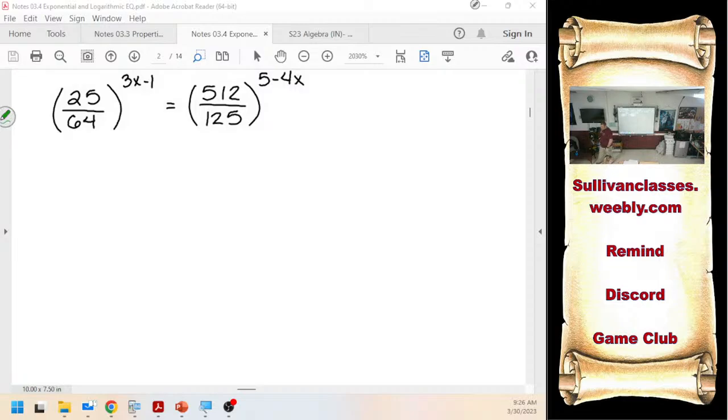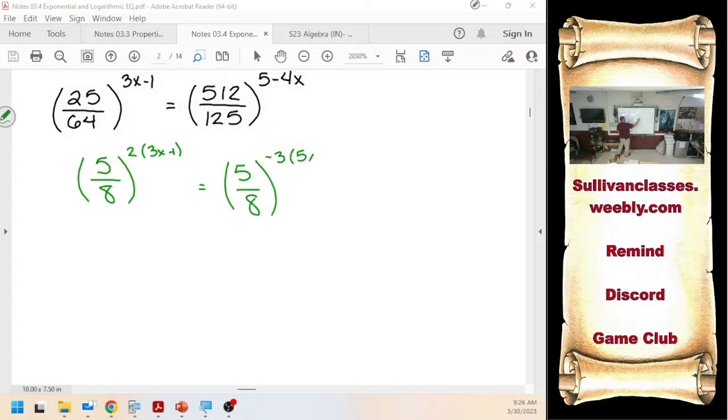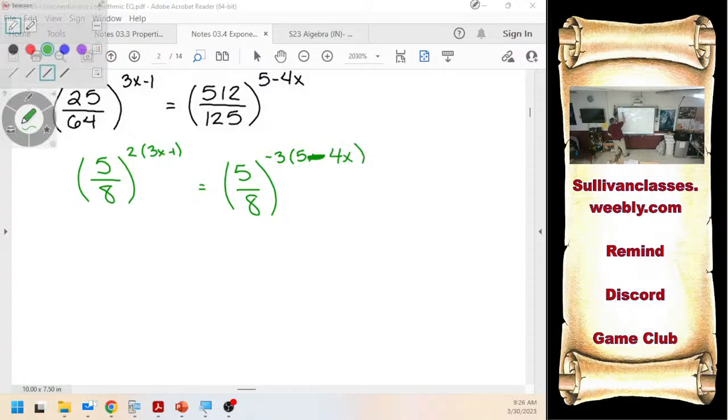What was the base? 5/8. So I call this 5/8 squared. I've got to write it as 5/8 again. They're cubed, and it was flipped, so -3. Okay. So, once you got that base taken care of, it's just basic algebra.